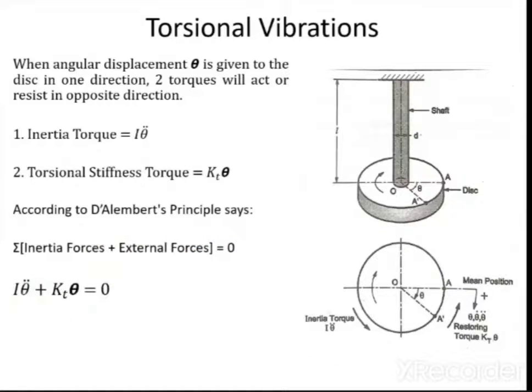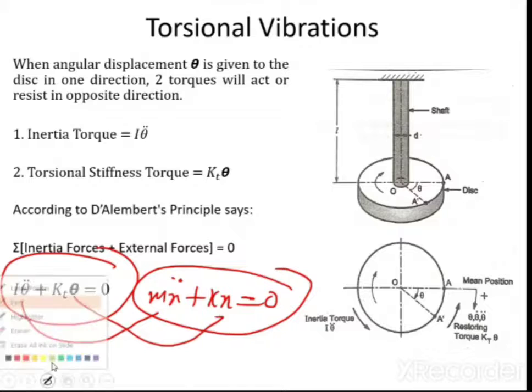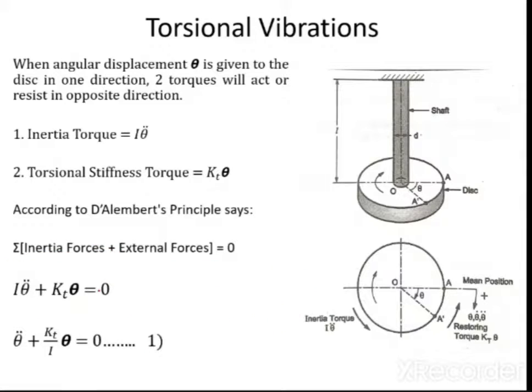म्हणजे जर मी लिनियर सिस्टीम मध्ये काय झालं असतं, mx double dot plus kx is equal to 0, हे longitudinal साठी झालं, हे torsional साठी झालं. I theta double dot is equal to mx double dot, KT theta is equal to kx. Try to understand the comparison, very very important. Okay. So again, divide this by I. So theta double dot plus KT upon I into theta is equal to 0.